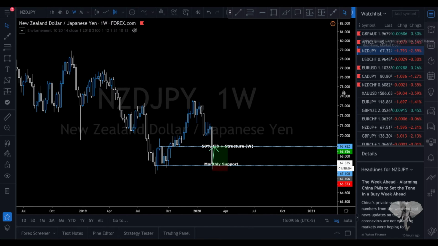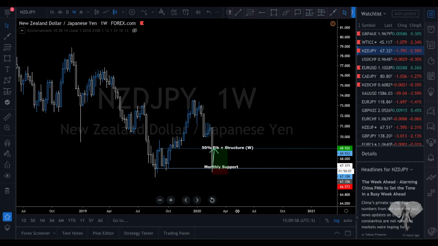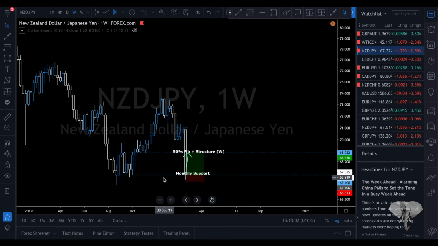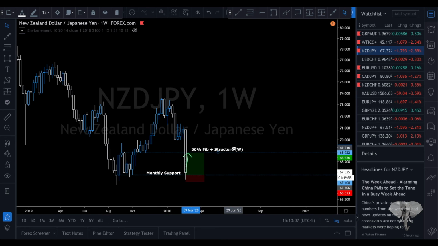First on the chopping block is going to be the New Zealand dollar versus the Japanese yen, and this one is based more off of structure. So we have a monthly support that was closed above that support. So we have price closing above this monthly support on the weekly time frame.